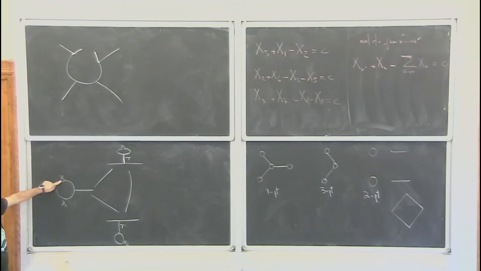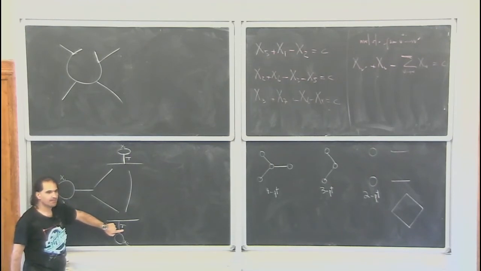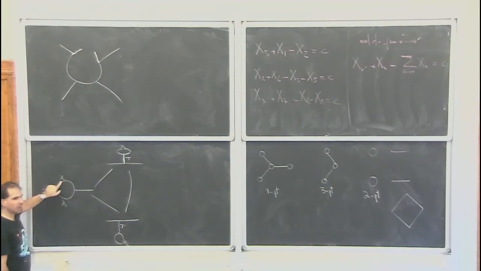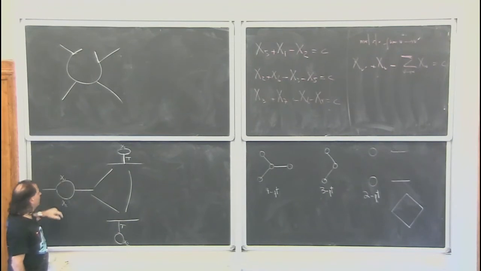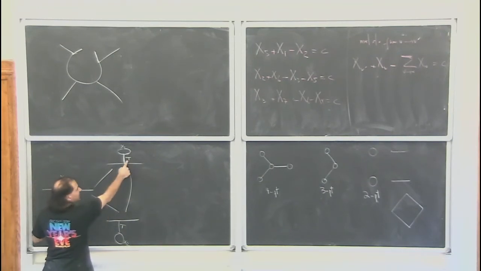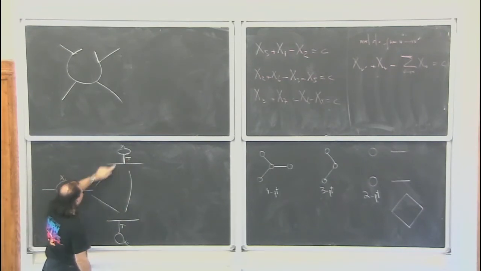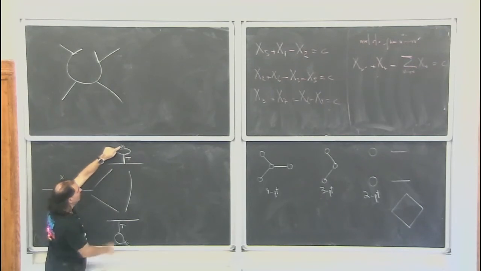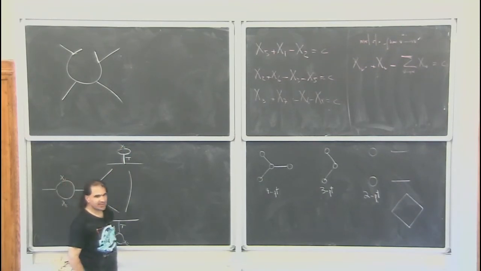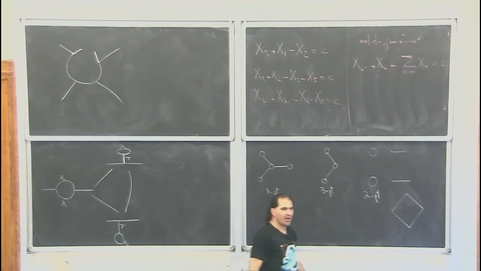If I start here, if I mutate x1, I shrink x1 and grow, so x1 mutates to t. T mutates back to x1, right? Similarly, x2 here mutates to t up. But now I want to figure out, what does x1 mutate to? When there's a tadpole there, x1 mutates to x2, and I just flip the tadpole from one side to the other. So that's another way of defining the mutations once you have these tadpoles.